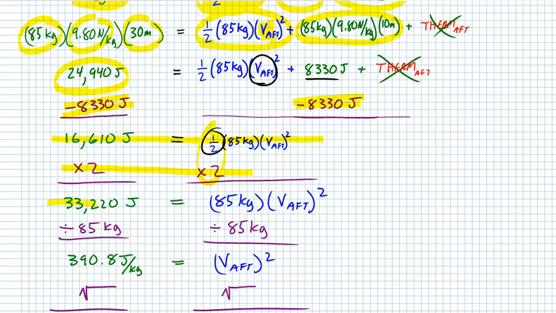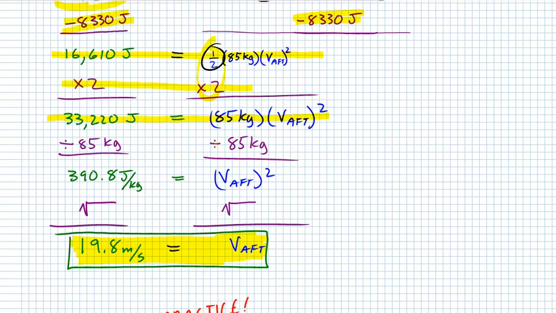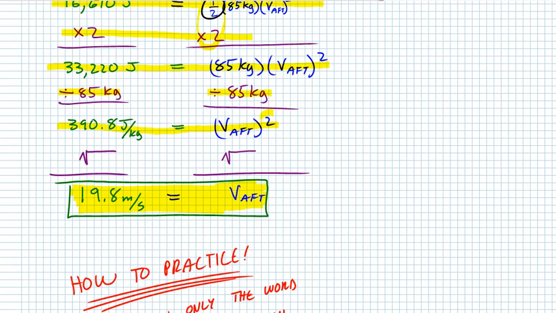Now we have 33,220 equals 85 kilograms times V after squared. We've got to get rid of the 85 kilograms. We divide each side by 85 kilograms, and we get 390.8 joules per kilogram equals V after squared. We're still not done because the V after is squared, so we take the square root of each side. And we get 19.8 equals V after. And that's the solution to the problem.